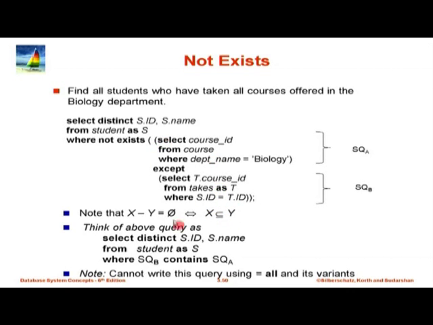So, before you understand this query, let's jump ahead here. You can think of the above query logically as select distinct, this part is the same, from student as s, that part is the same, where SQB contains SQA. So, what is our goal here? SQB is the set of all courses taken by the student. SQA is all the biology courses. What I want is students who have taken all biology courses. So, what I want is cases where SQB, the set of courses taken, contains all the biology courses.